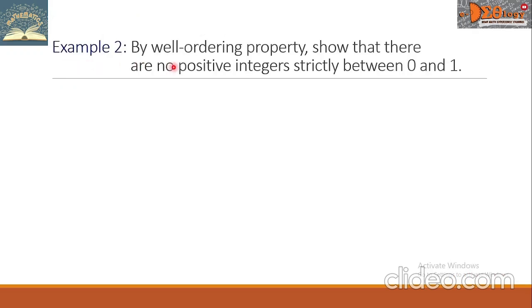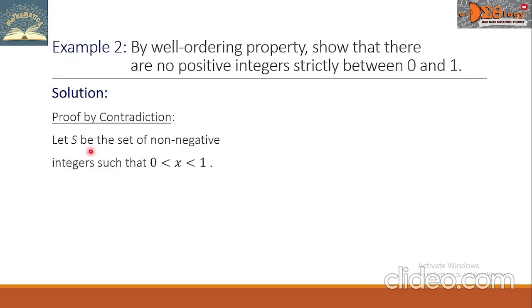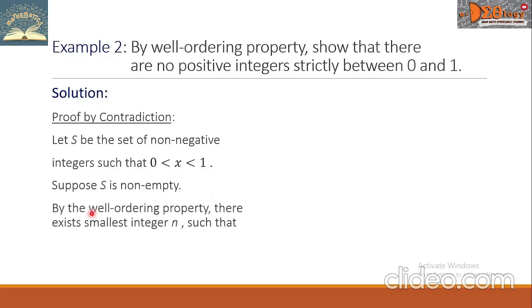Example 2. By the well-ordering property, show that there are no positive integers strictly between 0 and 1. Let capital S be the set of non-negative integers such that x is between 0 and 1. Suppose capital S is non-empty. By the well-ordering property, there exists a smallest integer n such that n is less than 1.